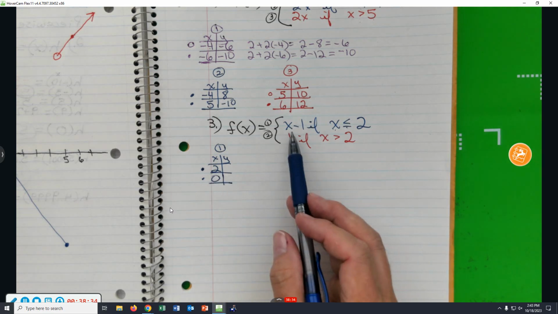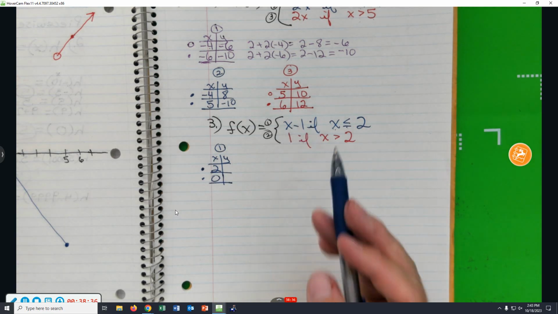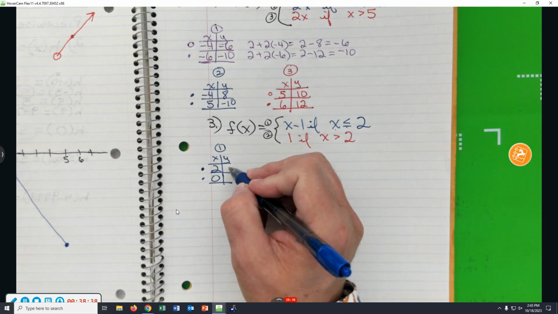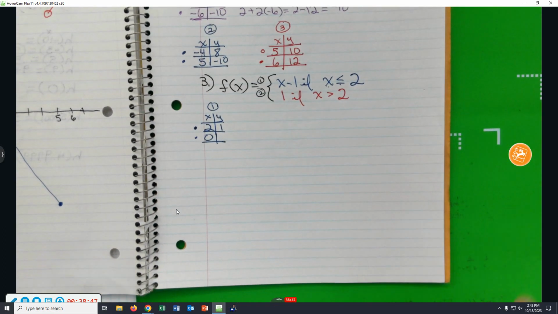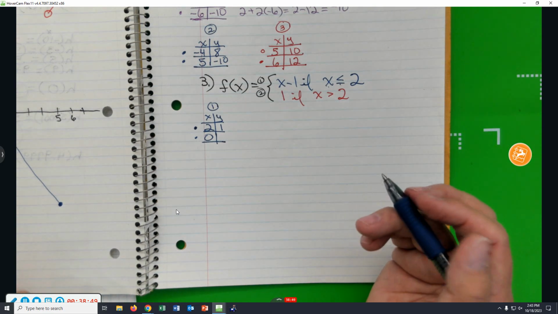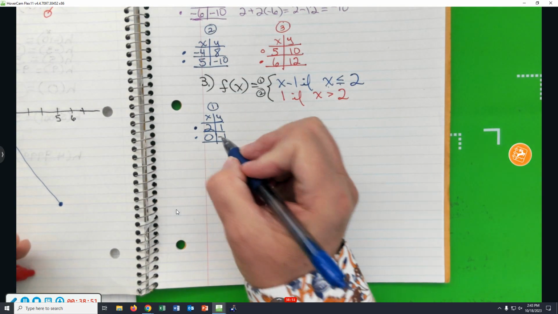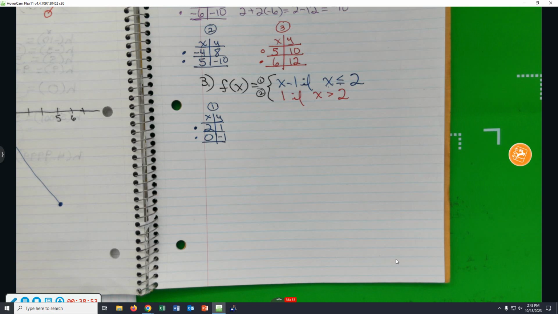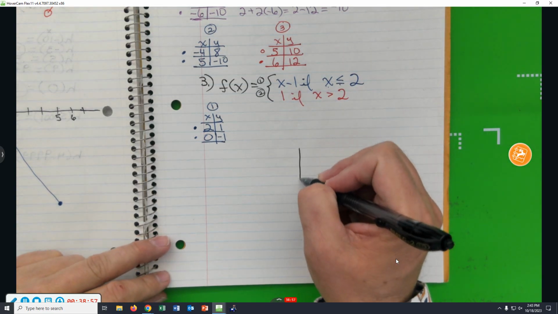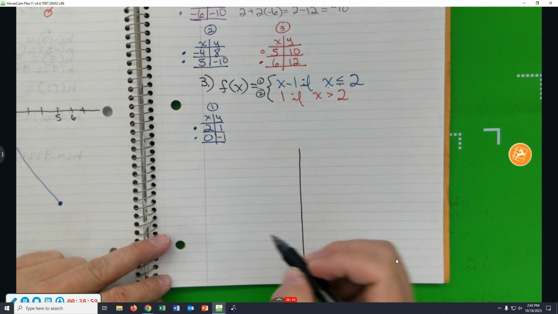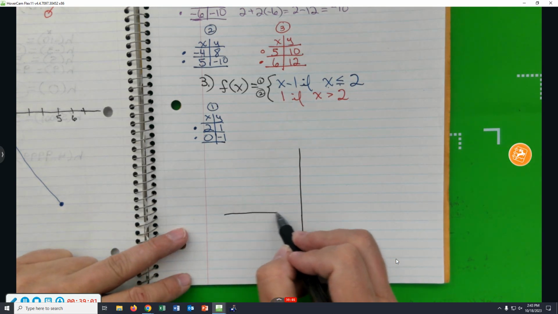Plugging 2 into the blue piece, 2 minus 1 gives me a y value of 1. Plugging in 0, 0 minus 1, we get a y value of -1. So this graph is going to fit right down here. So I'll draw my XY grid.